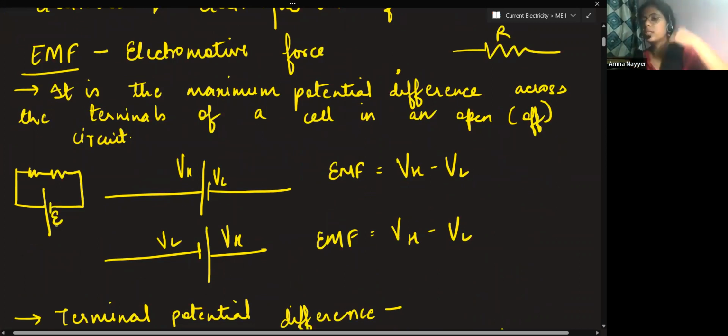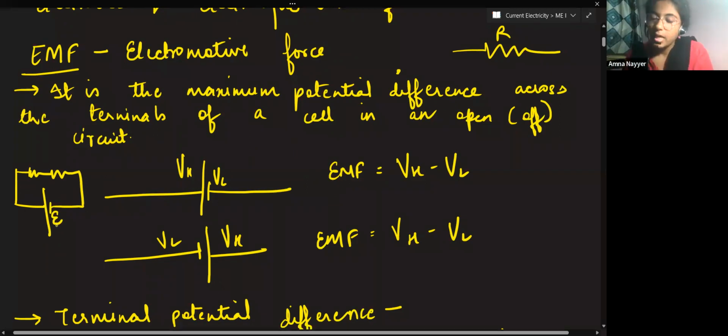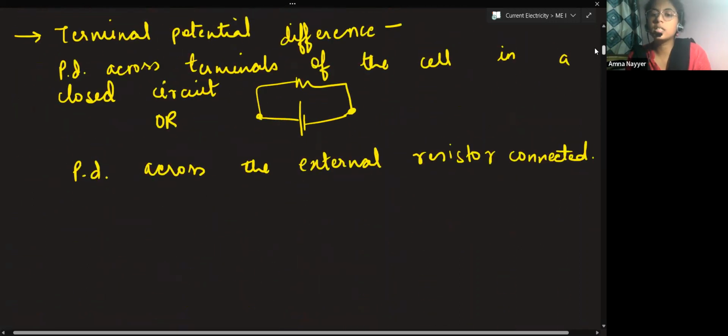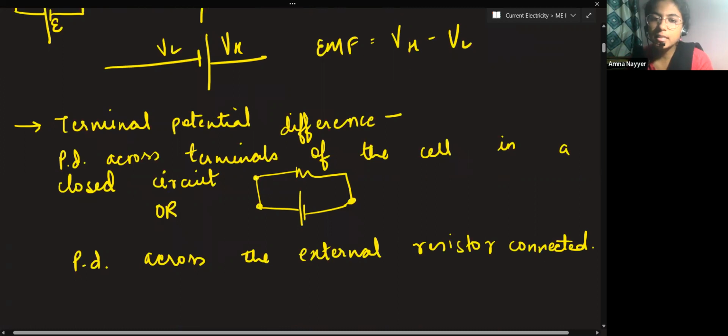Reason is that it's the potential difference that occurs in the internal resistor. Regarding terminal potential difference, it can be the potential difference across the external resistor. How? This is your external resistor. Let's say A point is there, B point is there. So VA minus VB will give you the terminal potential difference like this.